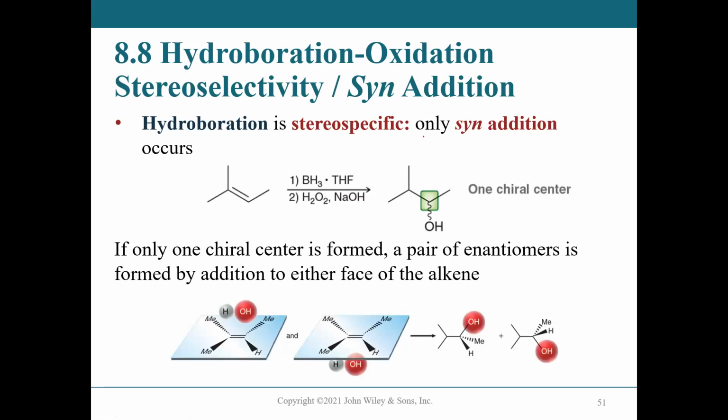So hydroboration is stereospecific. Only syn addition occurs, so that means the same side. If only one chiral center is formed, a pair of enantiomers is formed by addition to either face of the alkene. It can either go from the top or from the bottom, and they do a good job showing that right here.